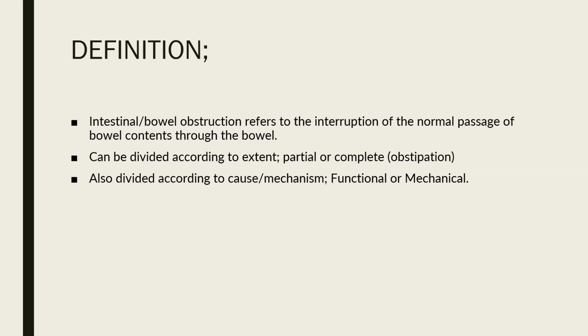Another way of dividing it is according to cause or mechanism. It can be either functional or mechanical obstruction. When we say functional, we are talking about the peristalsis not being there, and it's not an issue of whether the lumen is impacted or not. There's an issue with the peristalsis of the lumen. When we talk about mechanical, that means there is something that's impacted in the lumen. It can be the food that the person has ingested, but peristalsis would be there, though obviously decreased or absent.